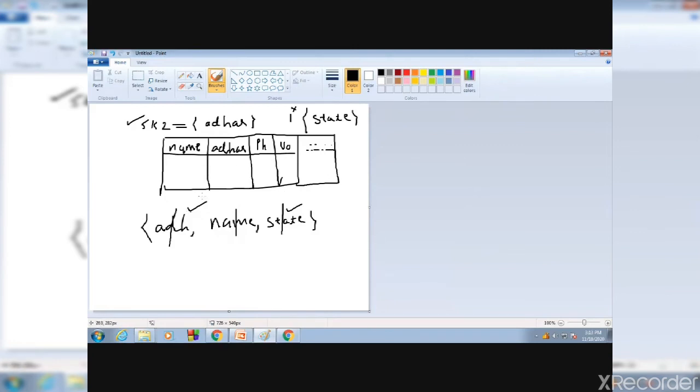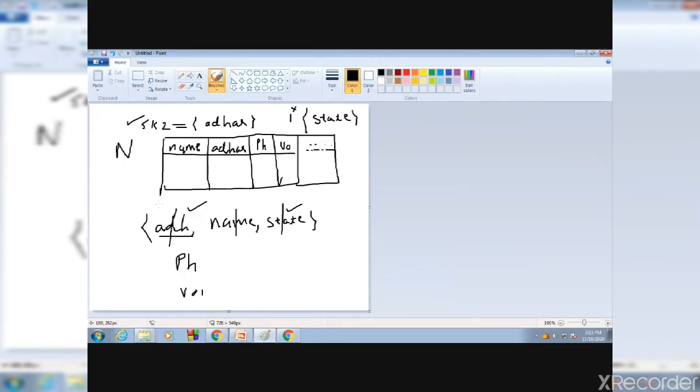Same thing here, instead of Aadhaar you can have phone number also. Like that you can have the voter ID also. By these you can identify the tuples individually. So all these three, Aadhaar card number, phone number and voter ID, are the minimal sets of our super keys. Like that we said, maybe n number of super keys will be there.